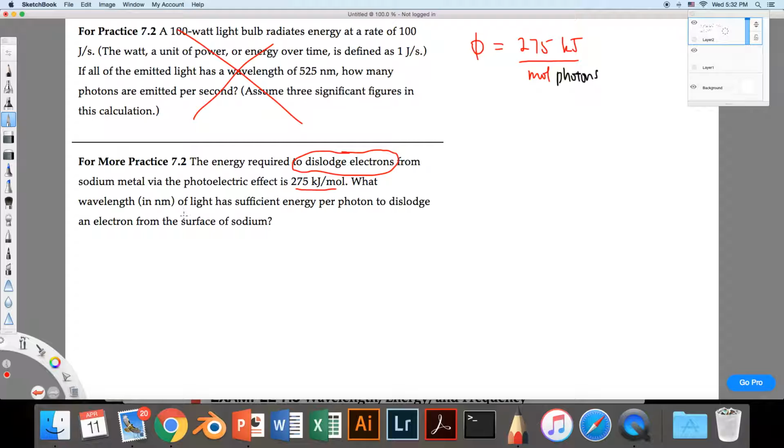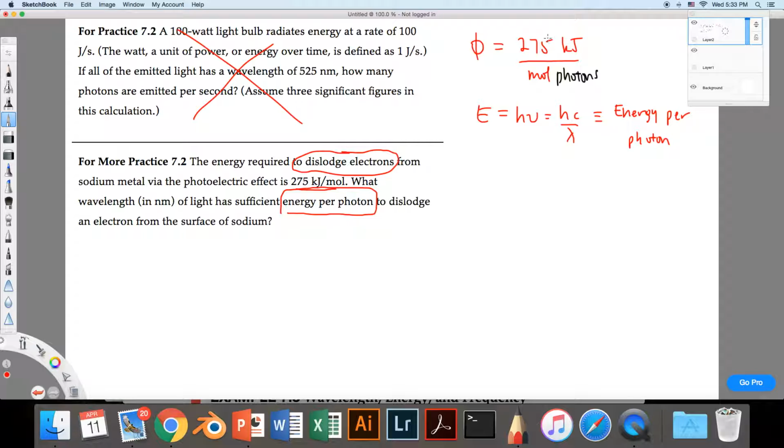What wavelength of light has sufficient energy per photon to dislodge an electron from the surface. All right, so we want the energy of one photon. This is for a mole of photons, right? Can you see that? What wavelength has a sufficient energy of light per photon? I'm sorry, I said that wrong, but sufficient energy per photon. And remember that E is equal to h nu, which is equal to hc over lambda, which is the energy per photon, or energy of a photon.